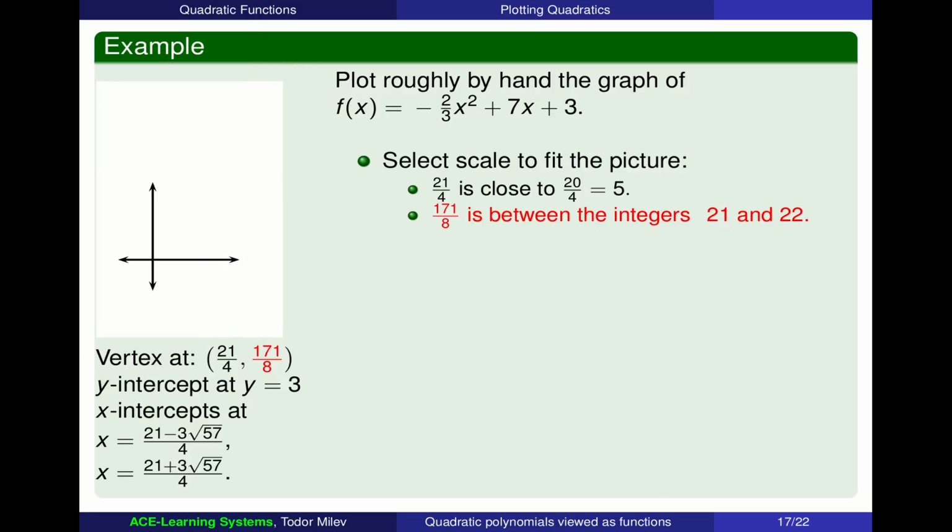Okay, so now let's see. There are more things we need to fit in our picture. So before we actually fix the scale of our picture, let's try to estimate this number and that number by hand. Now, 21 plus 3 times radical of 57 over 4. Well, radical of 57, that's a nasty quantity. It's difficult to estimate without a calculator.